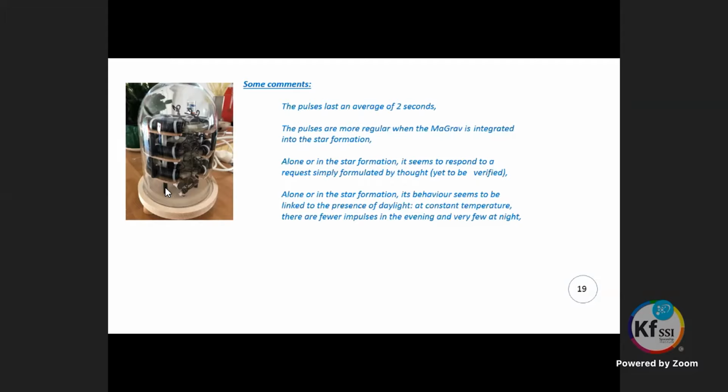During the day, there are between 8 and 13 pulses per minute.